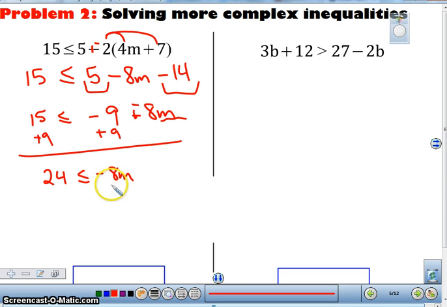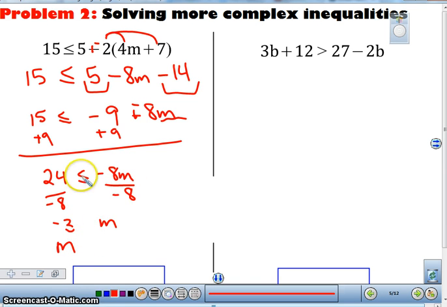Most of you think to solve, we're dividing by negative 8, and this is where we have to be careful as we do our homework tonight. And we're going to have negative 3 is less or equal to m. Again, we don't want to have our answer written that way. That doesn't make a lot of sense.